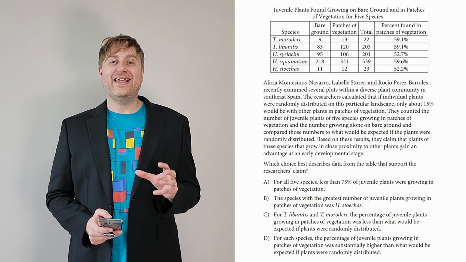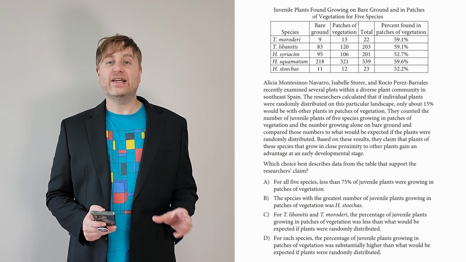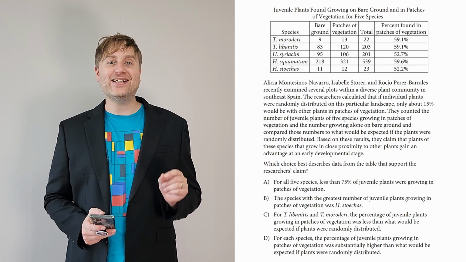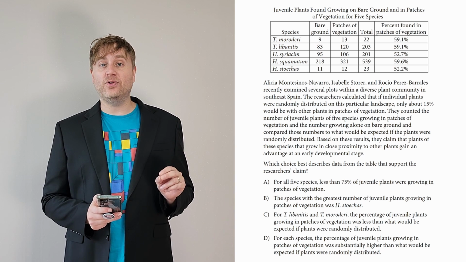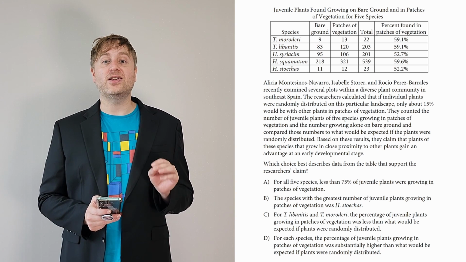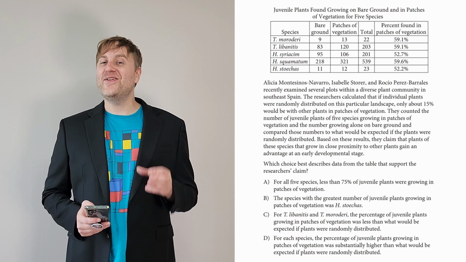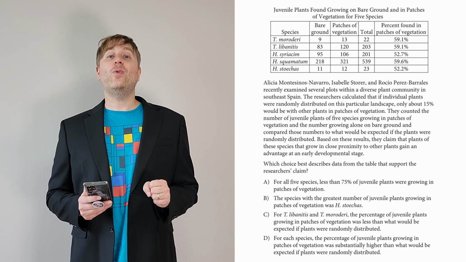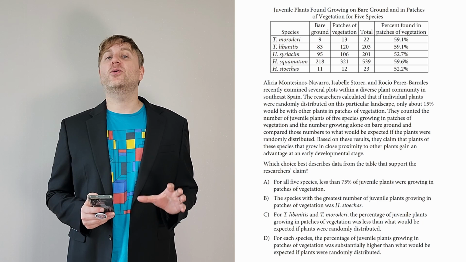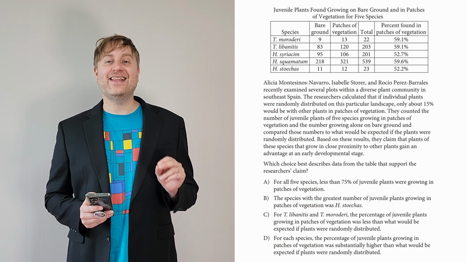Now let's get back to the question. As usual, we'll begin by ignoring the infographic and focusing our attention on the question itself. Which choice best describes data from the table that support the researcher's claim? Now, to answer this question, the first thing we're going to need to know is the researcher's claim. So when we read the passage, we're going to focus primarily on finding that information.